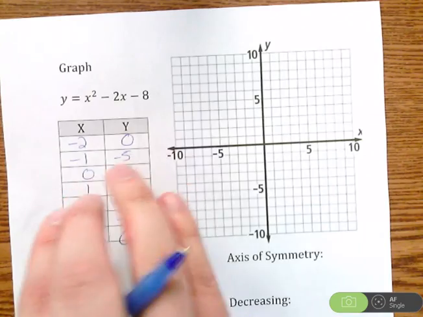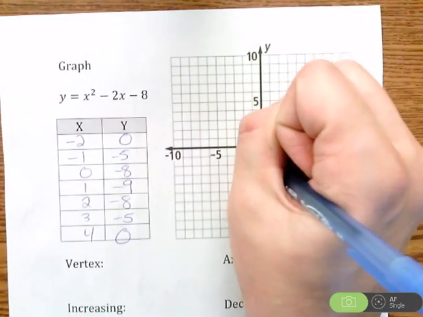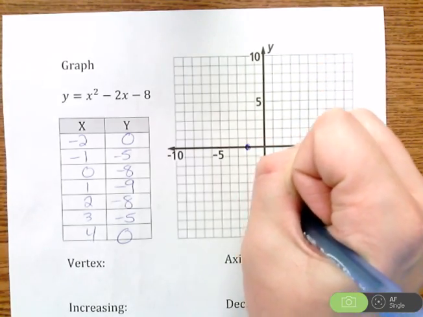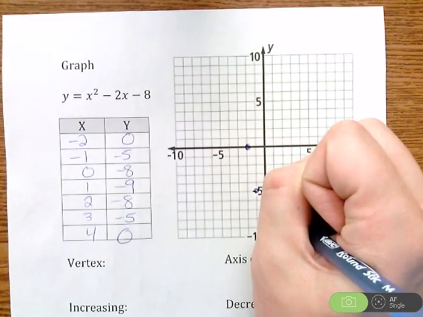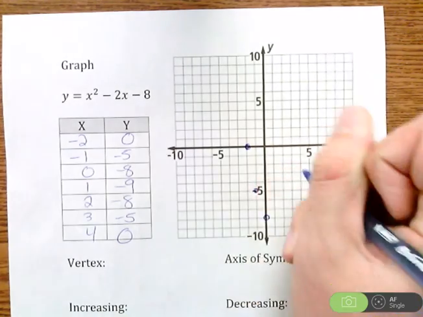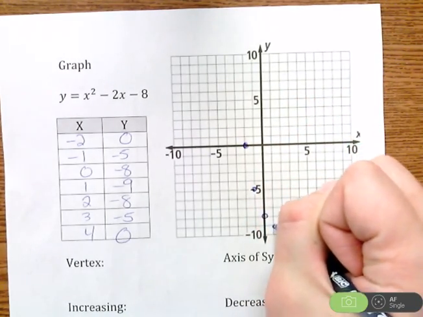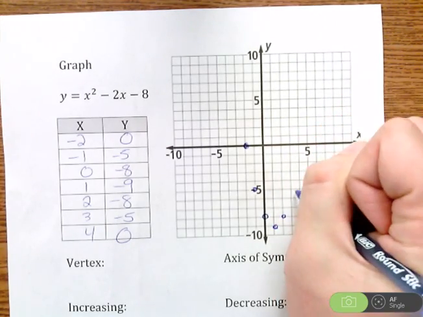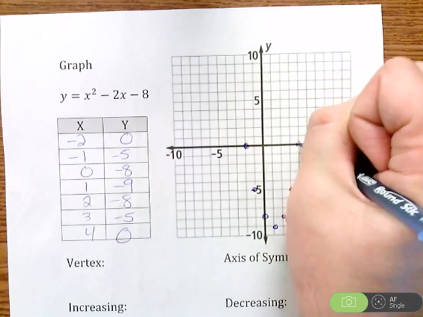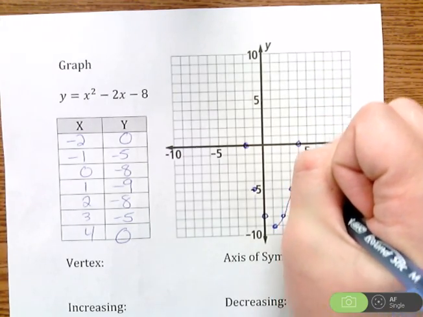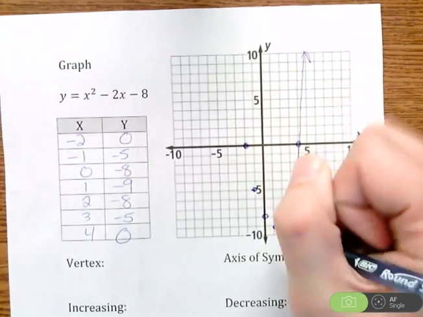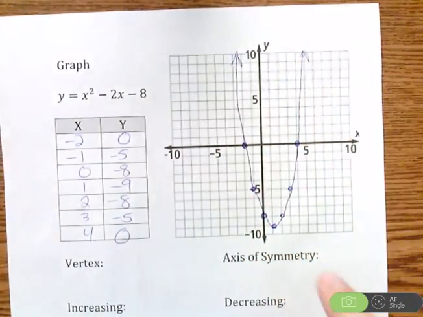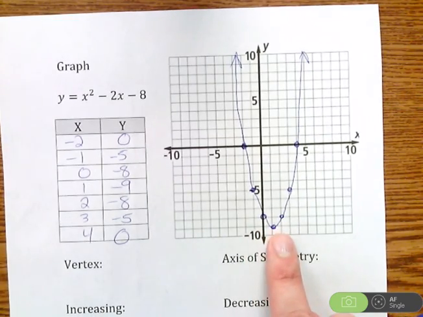Need to transfer all this information over to my graph paper. So I have -2, 0, put a point, -1, -5, put a point, 0, -8, 1, -9, 2, -8, 3, -5, 4, 0. And again, take that, stretch it all the way to the edge of the graph. And this is just what we saw in the graph, a parabola a little bit to the right.